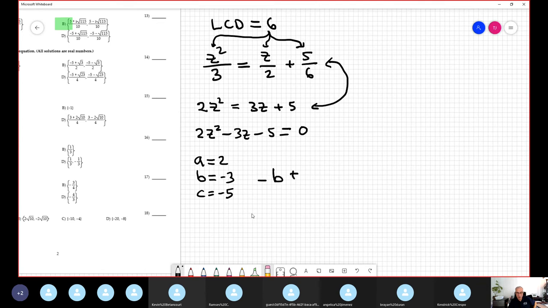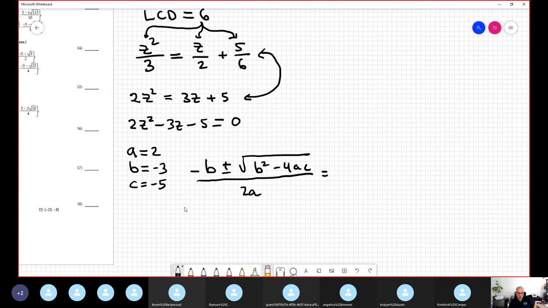Minus b plus or minus the square root of b squared minus 4ac, divided by 2a. Another mistake I saw in the students is that they write the quadratic formula wrong, dividing by 2a only that part. This is wrong. You divide the whole thing by 2a. Okay? Substitution now, plugging in. B is negative 3, so a double negative. That negative and that negative, when you put them together, it's positive 3.